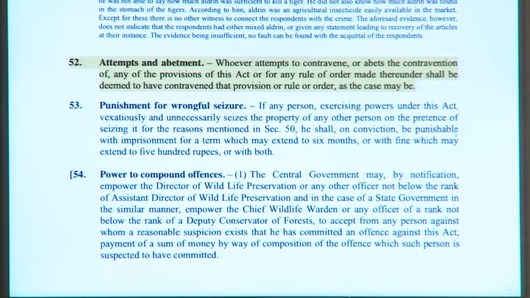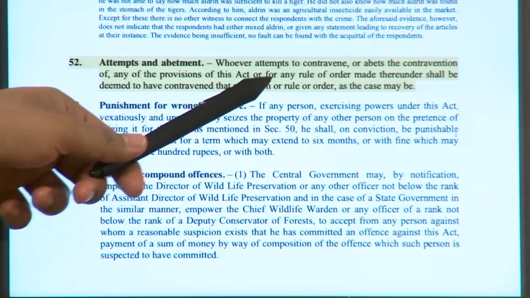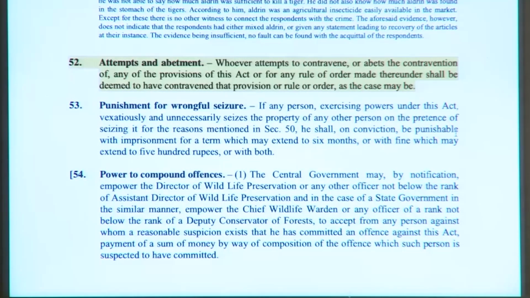So, it shall be deemed to have contravened that provision or rule or order as the case may be. So, even if you are helping somebody to contravene the provisions of this Act, then you will be deemed to be guilty of that particular contravention itself.